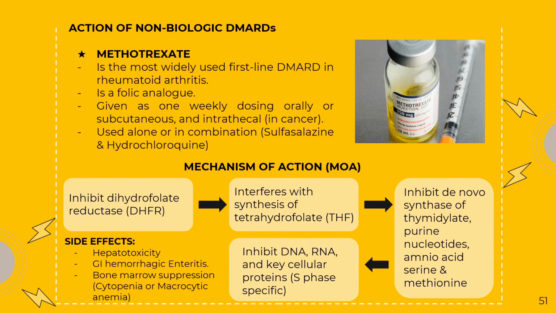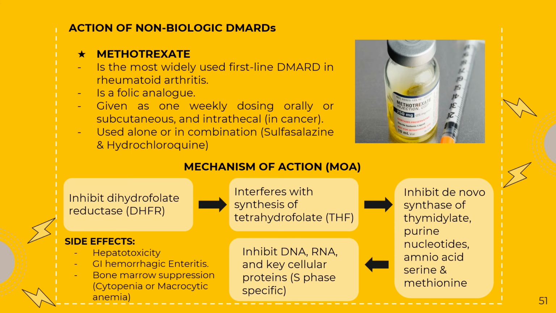Now, we enter the non-biologic disease-modifying anti-rheumatoid drugs. The first one we have is methotrexate. Methotrexate is the first line of disease-modifying anti-rheumatoid drugs used for rheumatoid arthritis. It's a folic acid analog that is usually given as one weekly dose, orally or subcutaneously, and also intrathecally in the case of cancer. It can be used alone or combined with other drugs such as NSAIDs, steroids, biologic DMARDs, and other non-biologic DMARDs such as sulfasalazine and hydroxychloroquine.